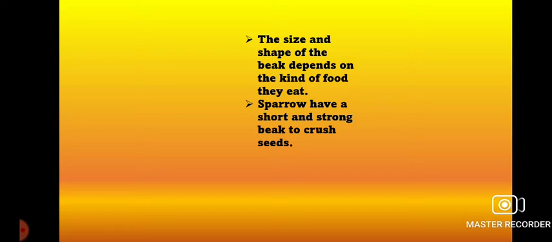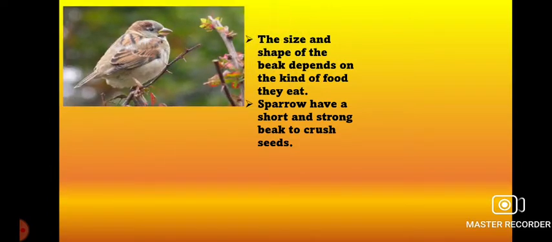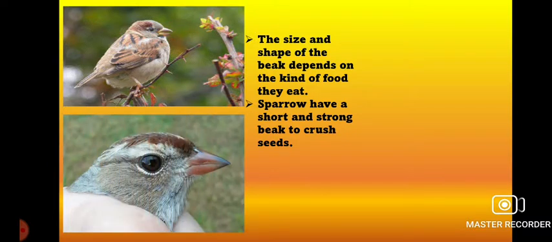So from here we can say the size and shape of the beak actually depends on the kind of food that they eat. As I told you about the sparrow, you see their beak pattern is like this because they are eating the seeds or crushing the seed. Here also you can see their beak.